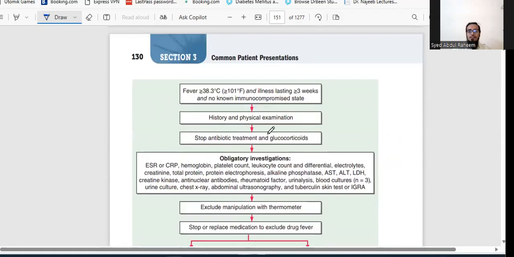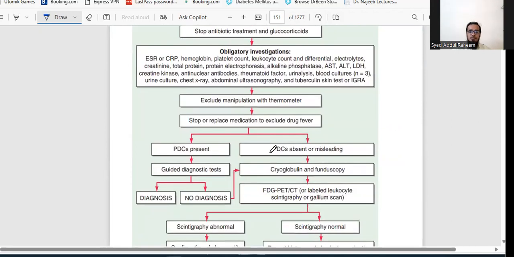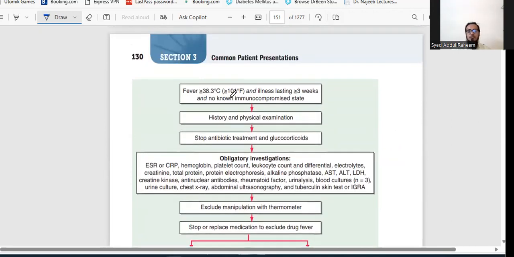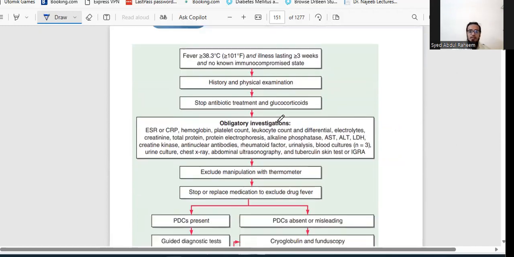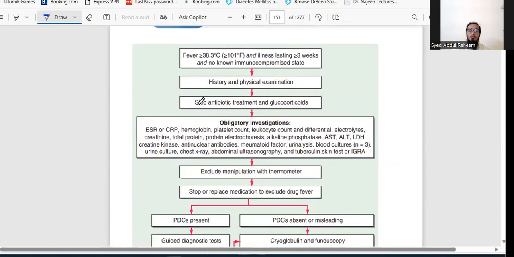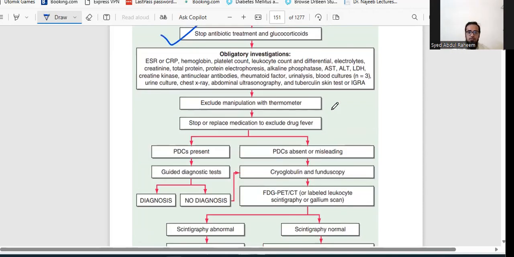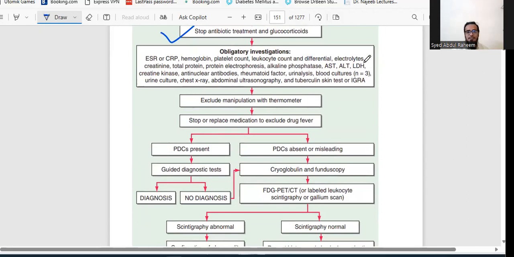Here a very, very important chart is given, showing how they approach. First, when the patient comes to you, history and physical examination. Because of the unknown reason of the infection or fever, you stop the antibiotic treatment and glucocorticoids. That is for allopathic doctors, not for us. So we have the chances of all these things.